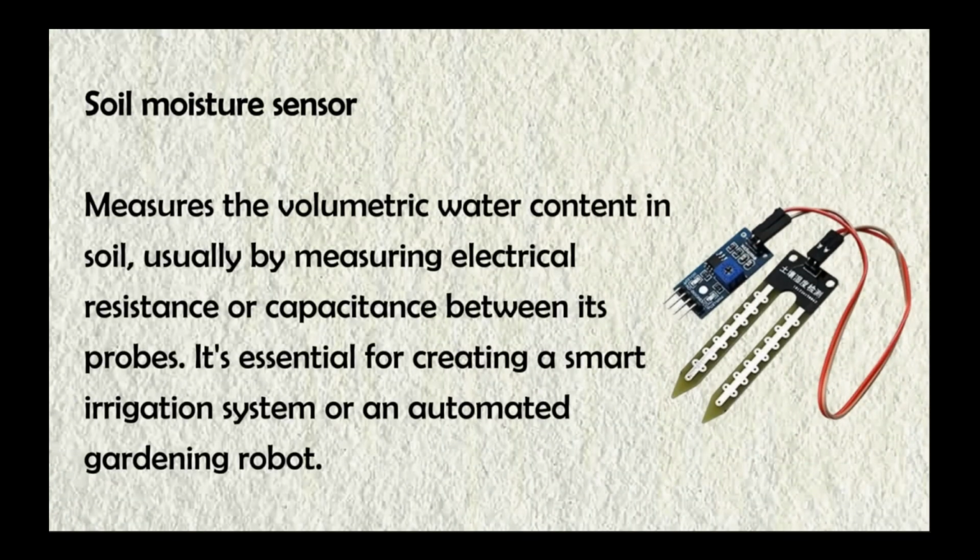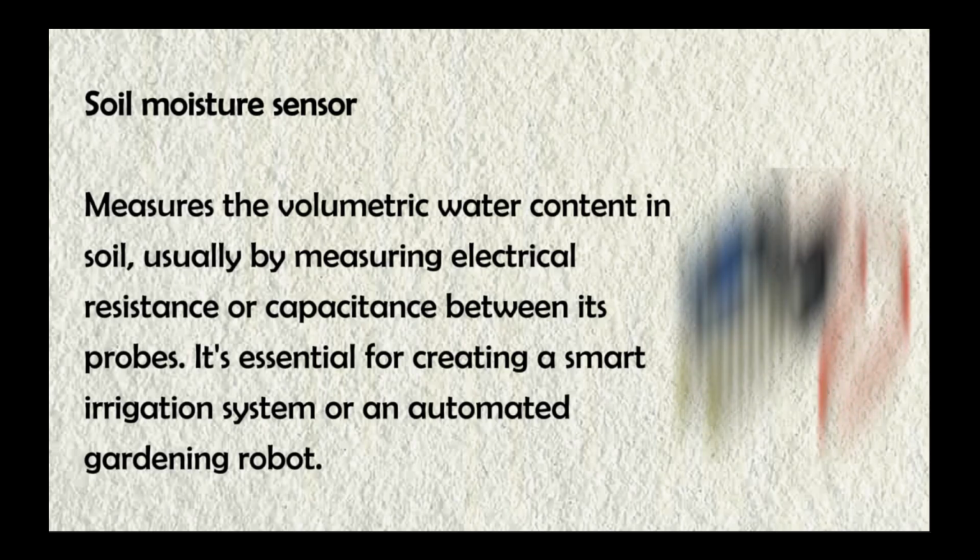A component that we would like to try is the soil moisture sensor. It measures the volumetric water content in soil, usually by measuring electrical resistance or capacitance between its poles. It's essential for creating a smart irrigation system or an automated gardening robot.